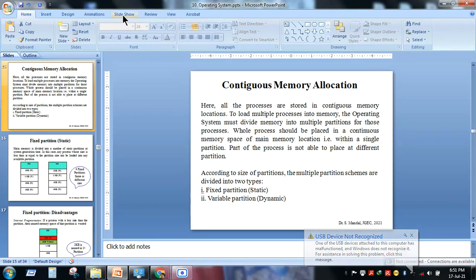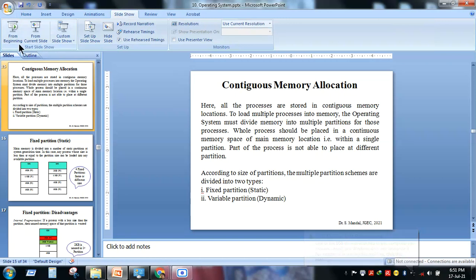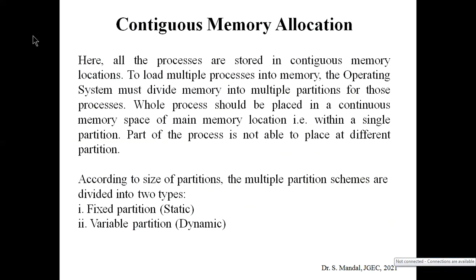So where were we? I think contiguous memory allocation. As we already discussed, in case of contiguous memory allocation, the whole process should be placed in a continuous memory location of the main memory within a single partition, and part of the process is not able to be placed at a different partition. So that is the main feature of contiguous memory allocation.